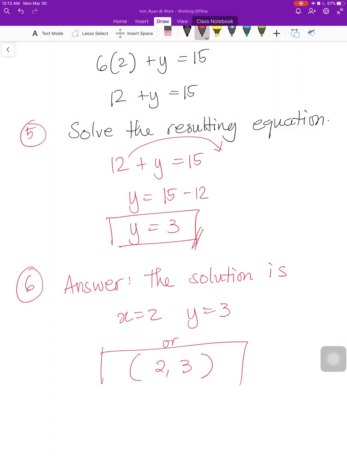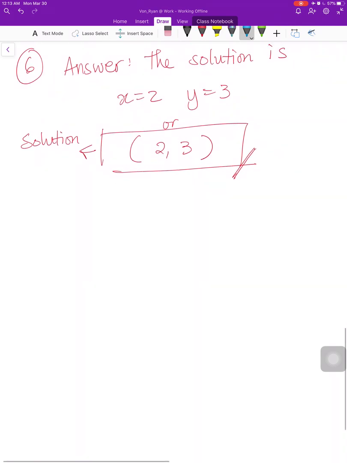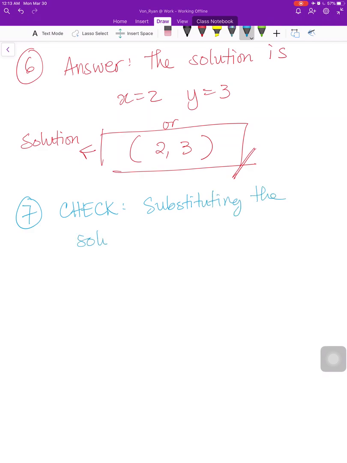That's your final answer. That's the solution to your pair of simultaneous equations. Now, an additional step that you can do is to check, okay, if your answers are correct. So by substituting the solution to both equations and see if it's going to be correct.